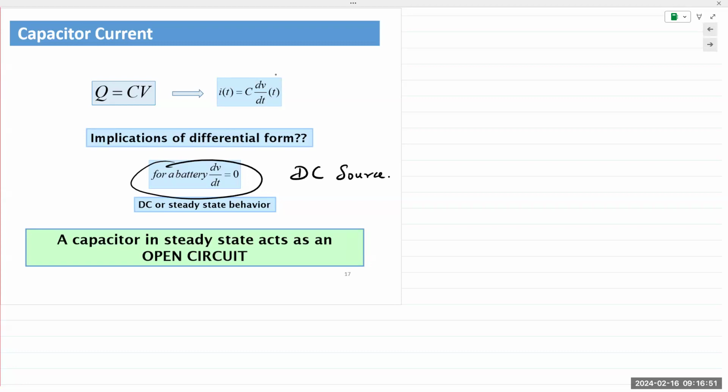So steady state behavior is when the capacitor or inductor reaches full charge, and the final values of the voltage or the current are steady with respect to time. In steady state behavior, the capacitor acts as an open circuit. No more current is flowing in the circuit. The inductor acts as a short circuit and the capacitor acts as an open circuit.